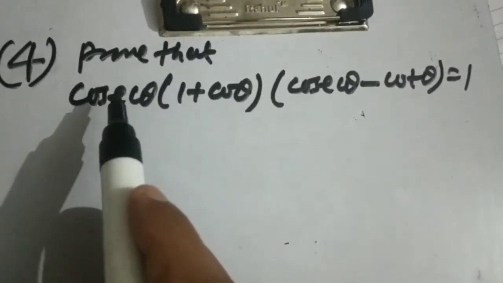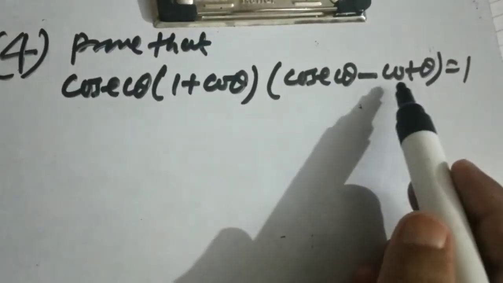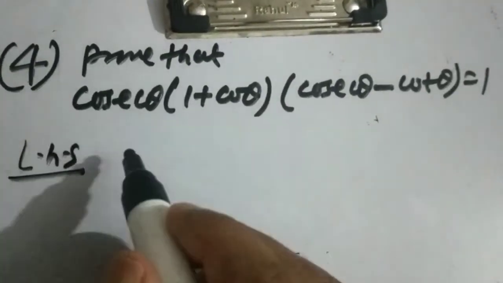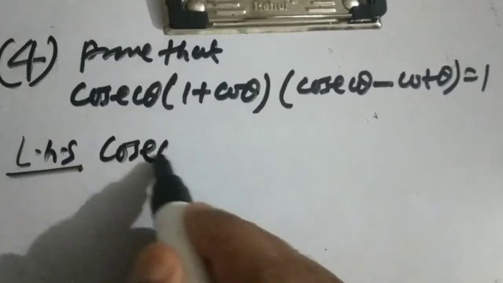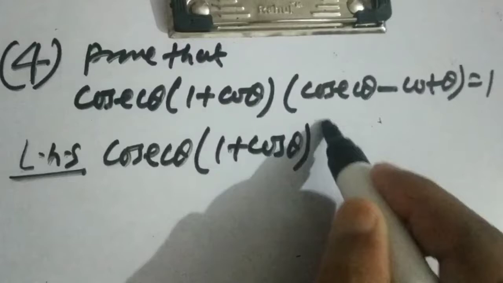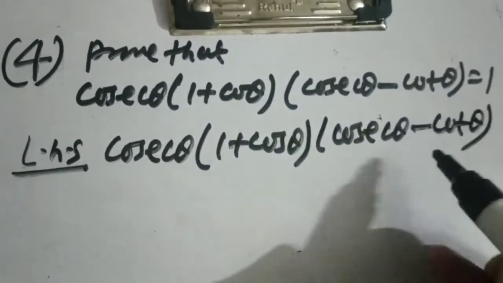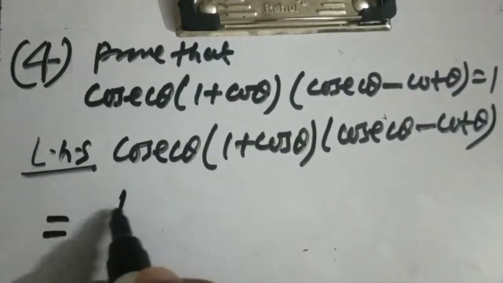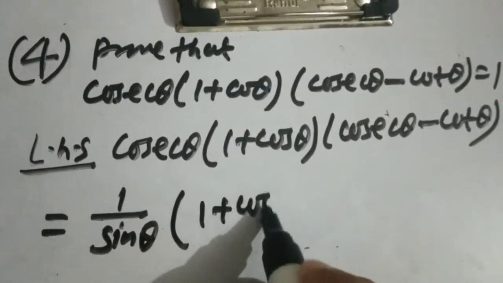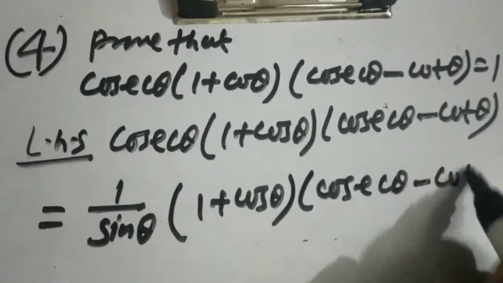and the question is you have to prove that cosec theta into 1 plus cos theta into cosec theta minus cot theta is equal to 1. So LHS is cosec theta into 1 plus cos theta into cosec theta minus cot theta. Okay. Now cosec theta is equal to 1 by sin theta, we know that, and 1 plus cos theta into cosec theta minus cot theta.